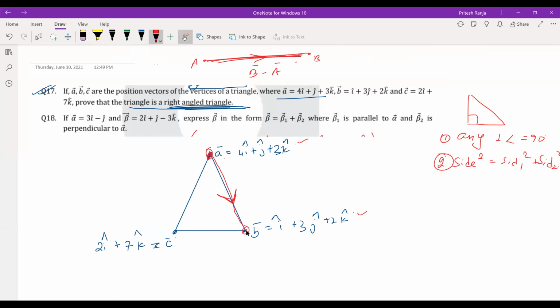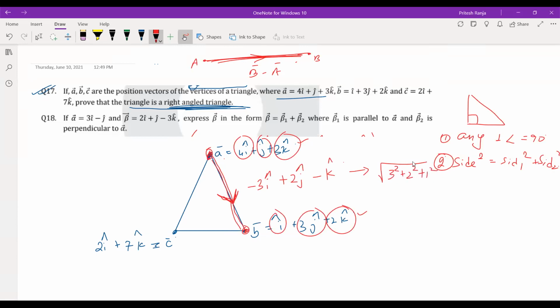These were representing vertices. So what will be the vector representing the side? I cap minus 4i cap, 3j cap minus j cap, and then 2k cap minus 3k cap. So once you have got this vector, you can find the magnitude. What will it be? Root under 3 squared, 2 squared plus 1 squared. So magnitude means this is giving you the side of this triangle. Similarly, you will find all the sides and try to check whether this is right or not.